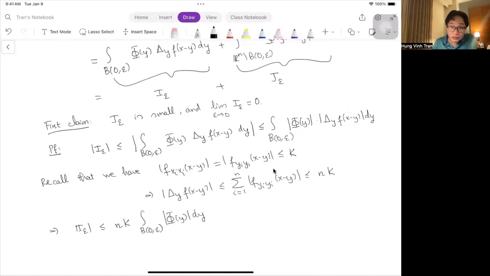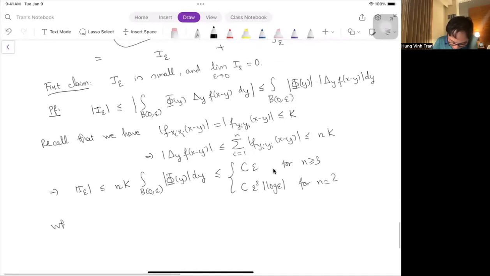And phi is our fundamental solution. It has an explicit formula, right? So let me say right away that this is less than or equal to some constant times epsilon for n greater than or equal to 3, and a constant times epsilon squared log of epsilon for n equals 2, where c greater than 0 is a large enough constant.